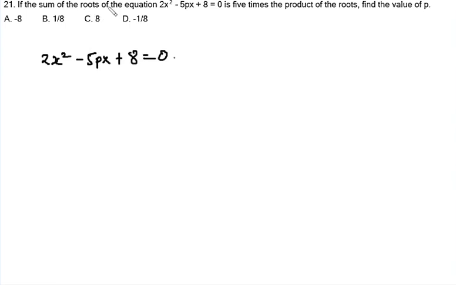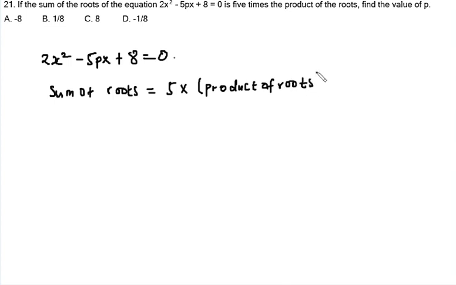So the idea that we're dealing with is the sum of the roots of this equation. Okay, so the sum of roots is equal to 5 times the product of roots. When you have a quadratic equation, the general form is ax squared plus bx plus c is equal to 0. There's a formula for getting the sum of roots and the product of roots.